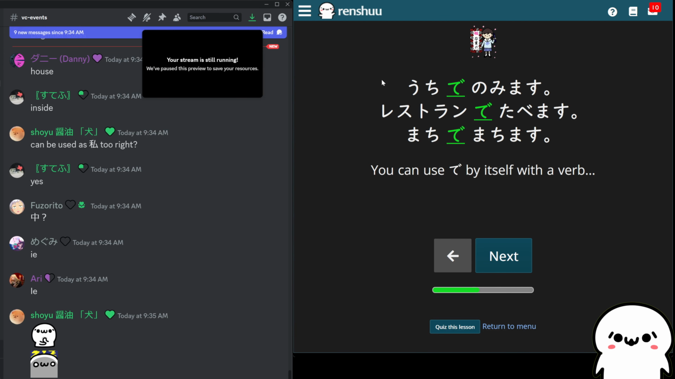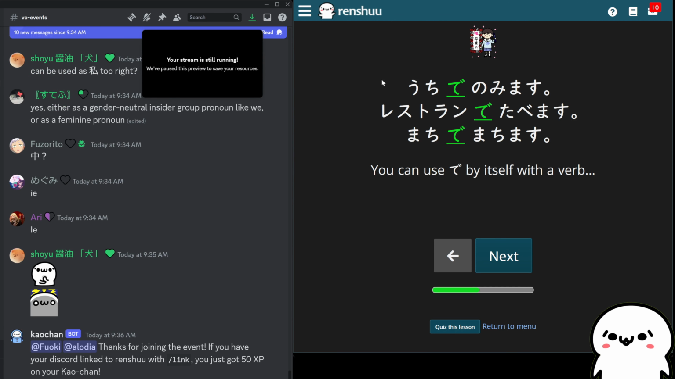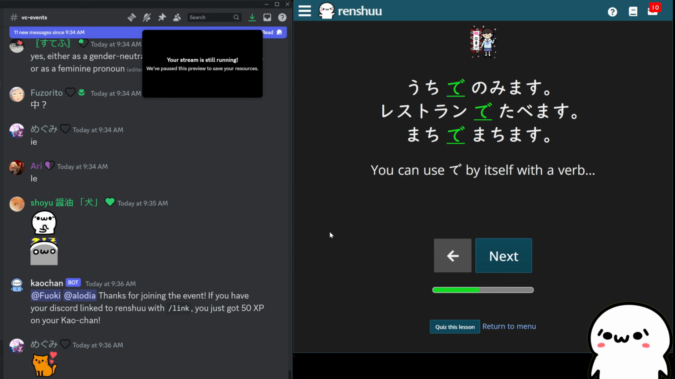Now, most of you know that we're a fan of cats over here at Renshu. You can see the loading screen whenever Renshu opens to know that. There's always a cat in there next to Kalchan. And I'd like to think that there's a future where a cat can go into a restaurant and order a fish. And so, where are they having that fish? Restaurant de tabemasu.